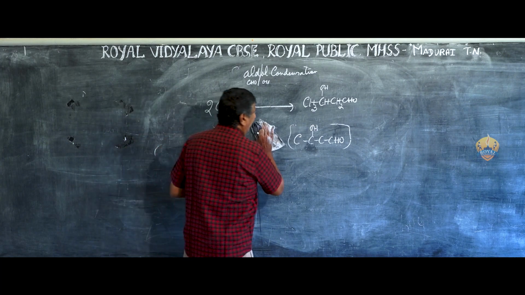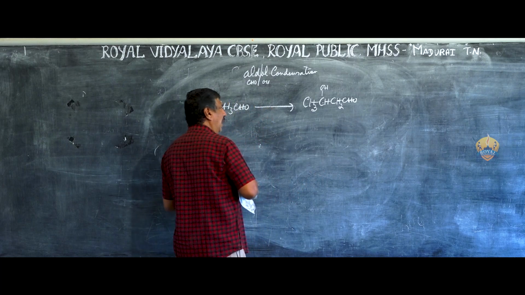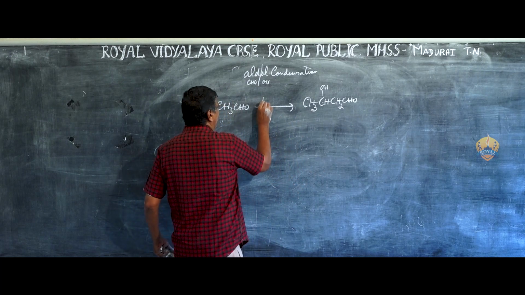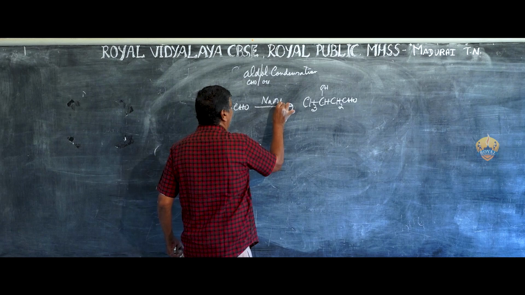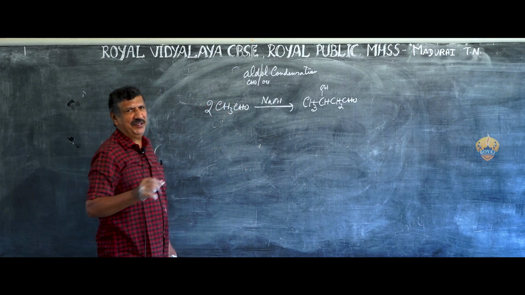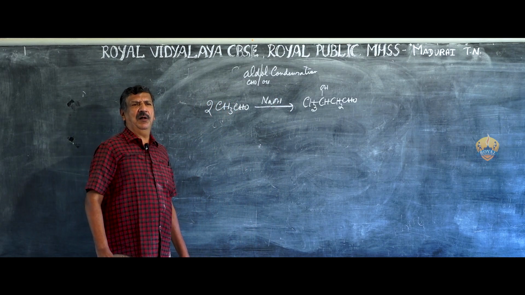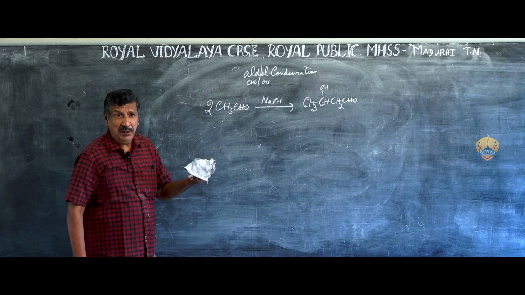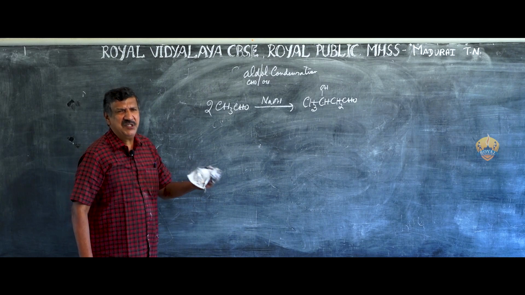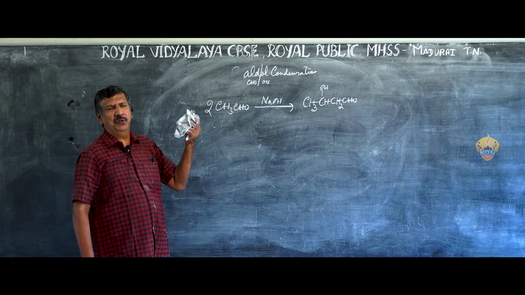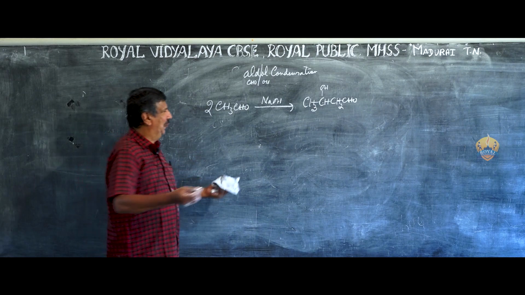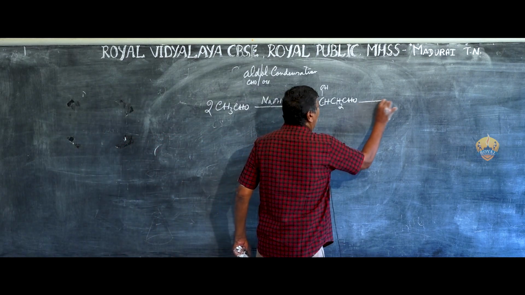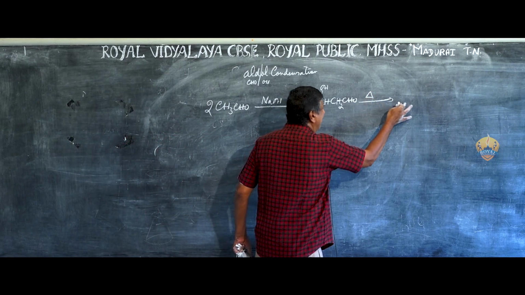Next one, I'm just using a catalyst. This is a catalyst used for the aldol. But in a book, they have extended this equation to heating also. I'll do it for you. When this compound is heated, what is the product?